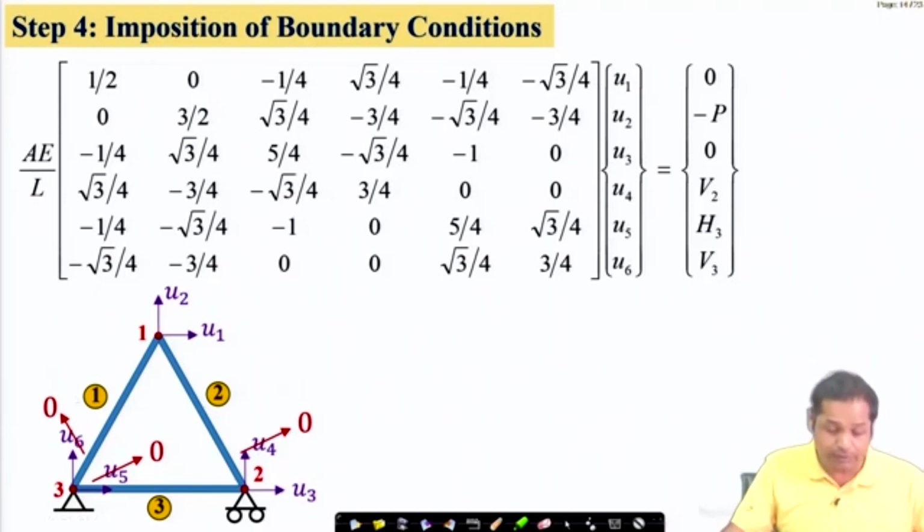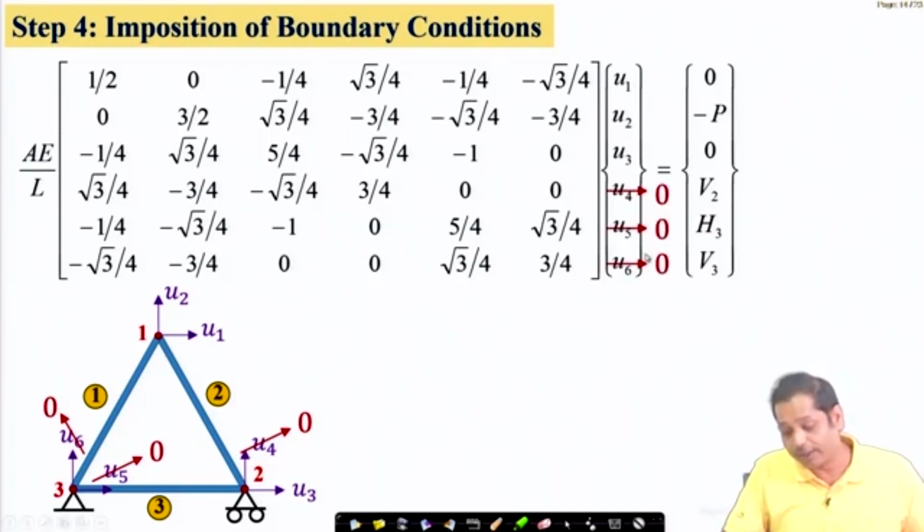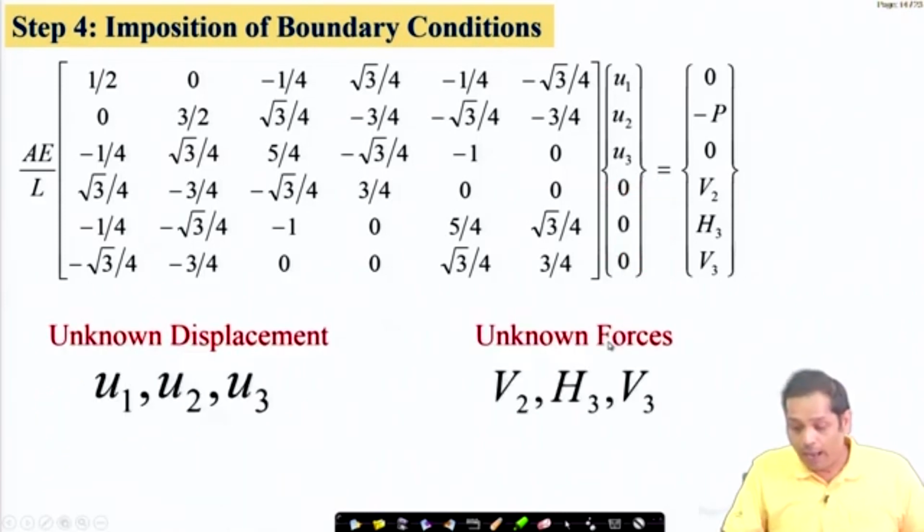We don't know about U3, we don't know about U1, and we don't know about U2. These three displacements U1, U2, U3 are to be determined. Now, if we substitute this in this equation, U4, U5, U6 will be 0. So our final equation becomes like this.